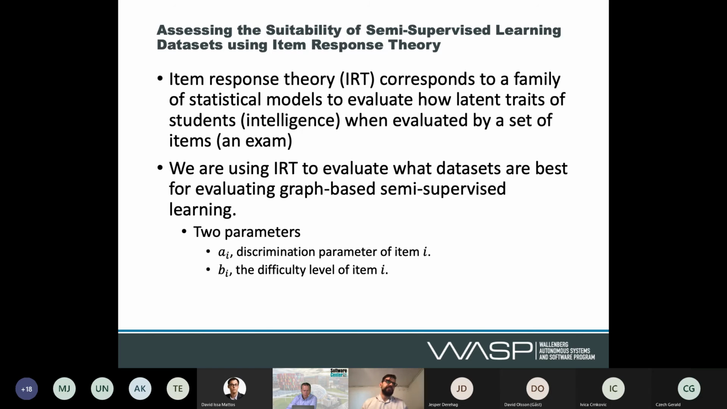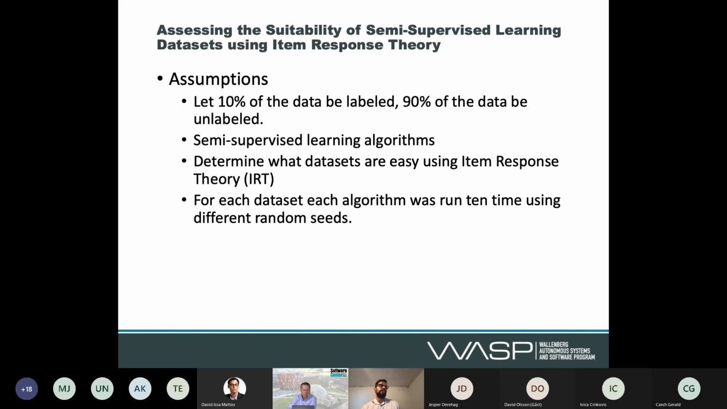So what we did is that we used item response theory to evaluate what datasets are best for evaluating graph-based semi-supervised learning. So we have two parameters we're interested in. A, which is called the discrimination parameter, and then we have the difficulty level of the datasets. So how easy or difficult are they?